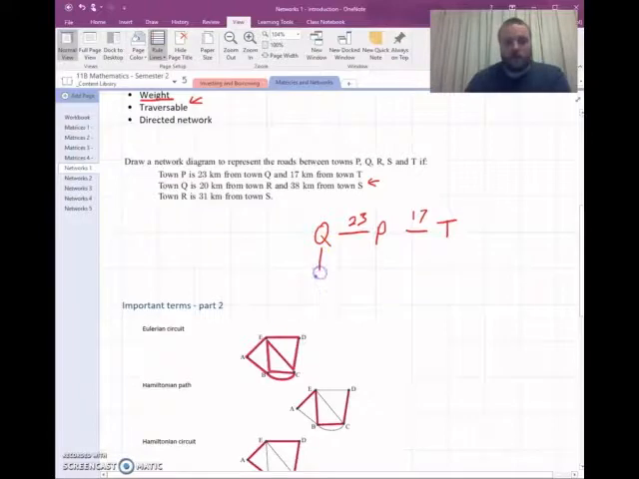So I'll drop down here and say this is town R. 20 is the weight, and it's also 38 kilometers from town S. So 38. And then finally, town R is 31 kilometers from town S.